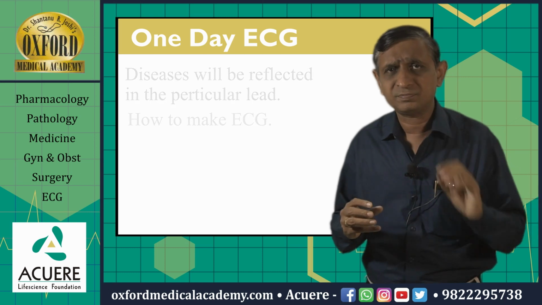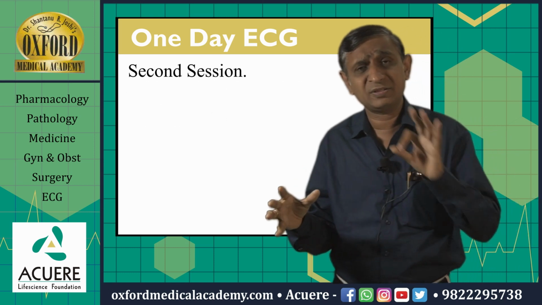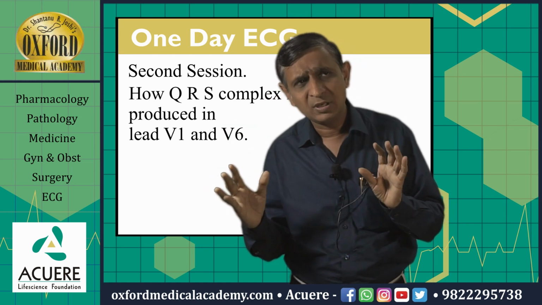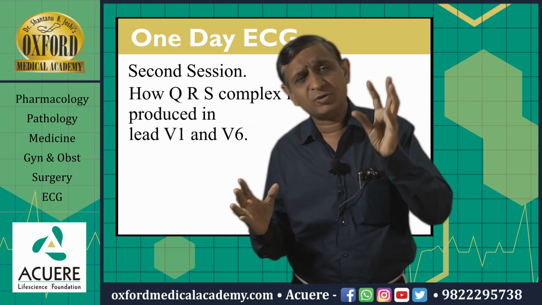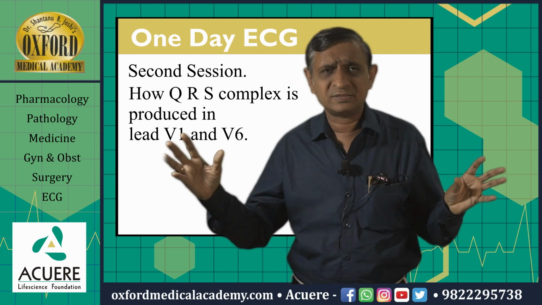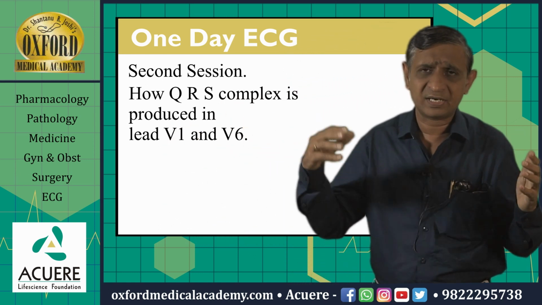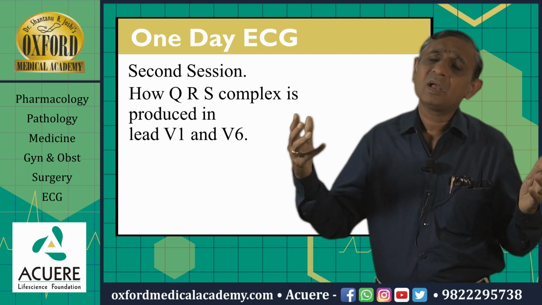This is the first session. In the second session, there are three topics. One, how the QRS complex is produced in the leads V1 and V6, that is extreme right and extreme left. It has clinical significance in LVH and RVH.